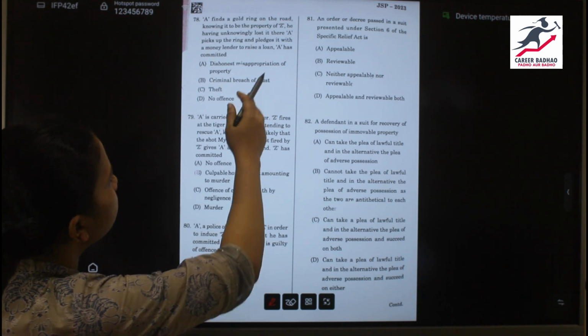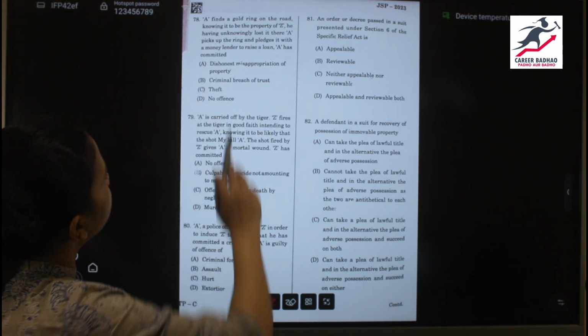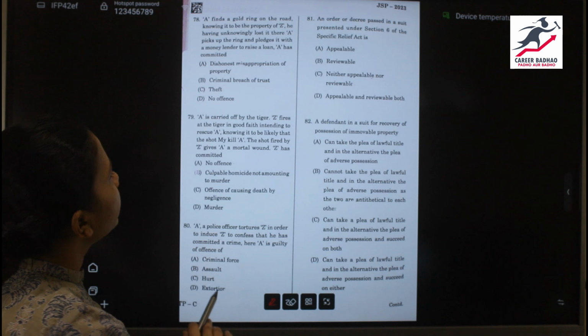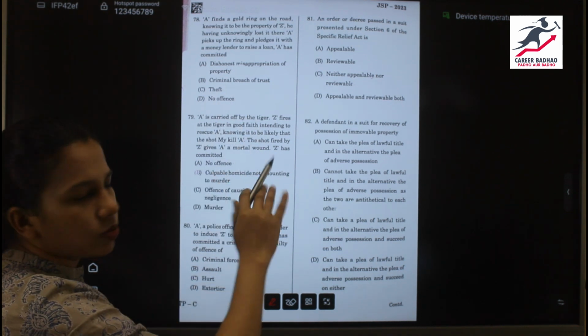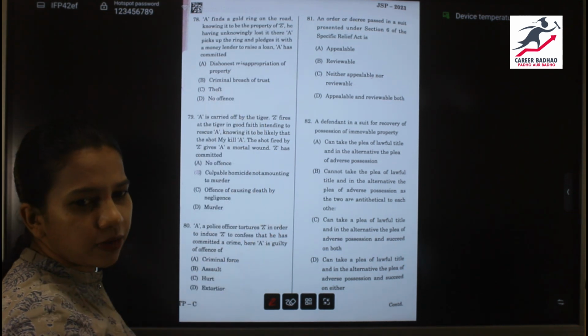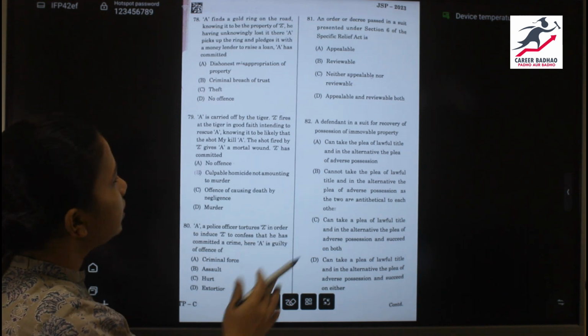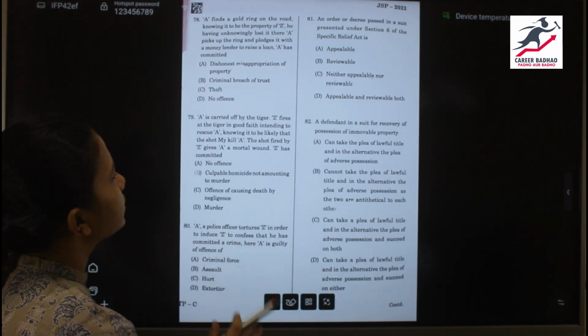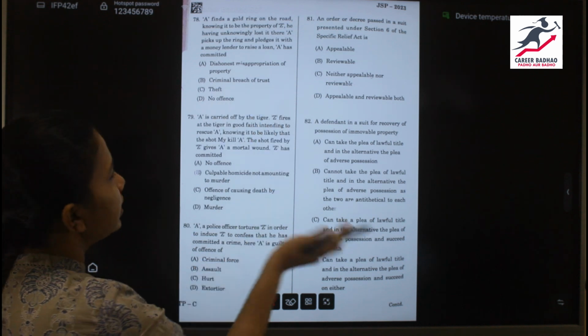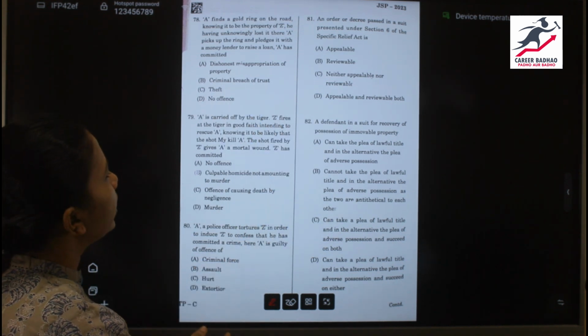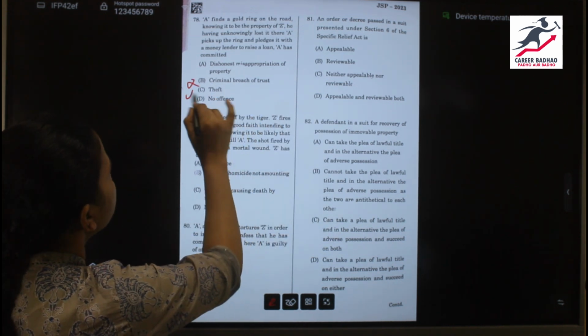So here it is clear that A used Z's ring for his own profit, without his consent, without his knowledge. Also, since A found the ring on the road, he did not take it from Z's possession. Neither did Z hand over the ring to A. So here these two options are eliminated.